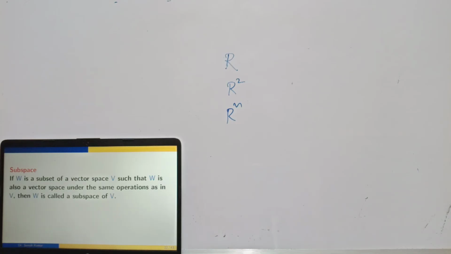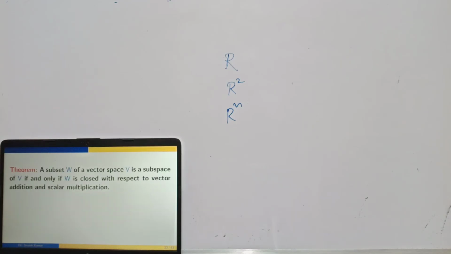Next thing that you learned is subspace. What is a subspace? Any subset of the vector space which itself forms a vector space under the same operations as in the vector space. What is the important point here? How to check a subspace. One way is that you verify all the 10 properties. The other way is by this theorem.